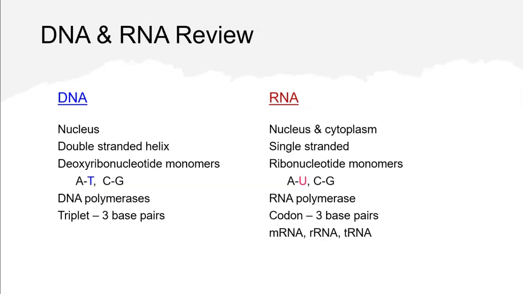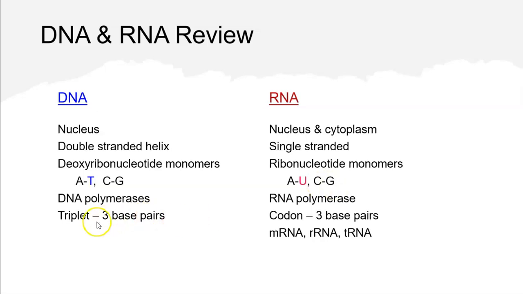Deoxyribonucleotide monomers, remember, mono, one, mer, piece, or unit. So the DNA monomers are adenine, thymine, cytosine, and guanine. A always complementary base pairs with T. C always complementary base pairs with G. In RNA, we don't have thymine. We replace it with U, which stands for uracil. So with ribonucleic acid, RNA, the monomers are adenine, which pairs with uracil, and cytosine and guanine still pair together.